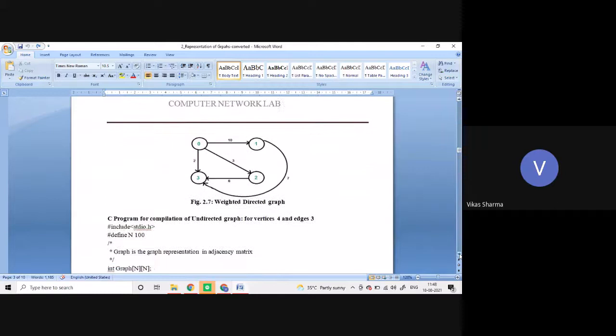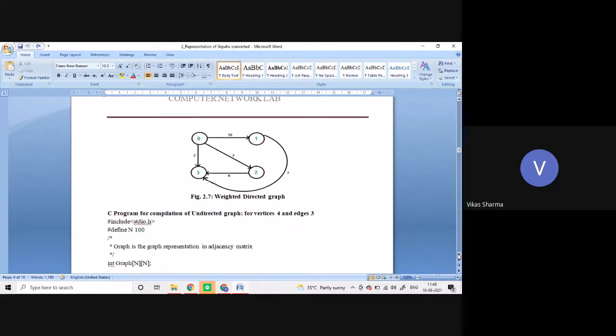This is a weighted directed graph. Weighted means we have a multiplier weight on the directions. So node 0 is connected to node 1 with a weight of 10. So 10 is a multiplier. 1 is connected to 3 with a weight of 7. 0 is connected to 2 with a weight of 3. 0 is connected to 3 with a weight of 2. And 3 is connected to 2 with a weight of 6. So this is a weighted directed graph.